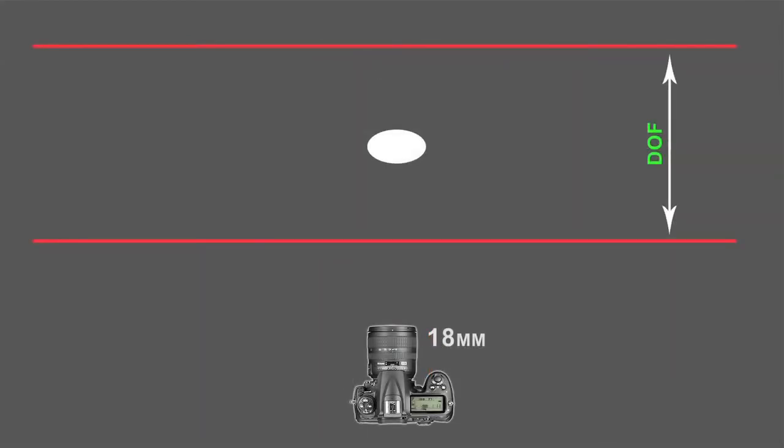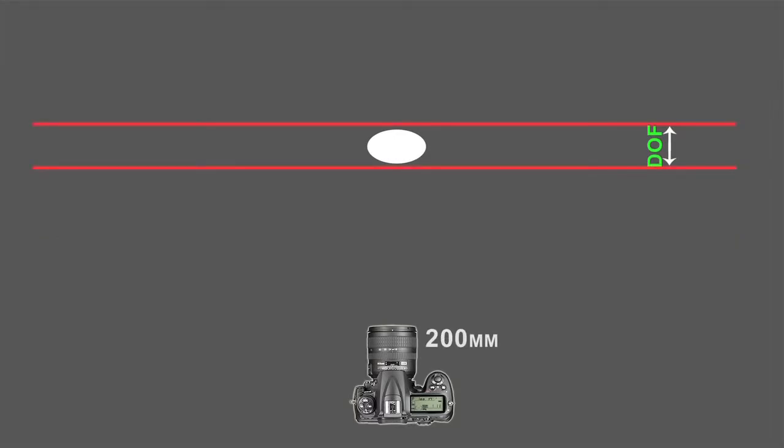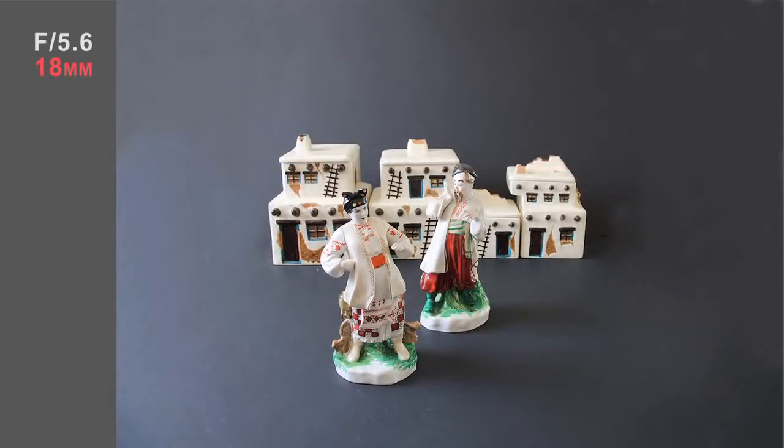This way, I would have much broader depth of field with an 18mm lens than I would have with a 200mm lens. Let's see how it works in practice. While I was taking these images, I was the same distance from my subject, so I wouldn't change my position. To get closer to the subject, I would only change the focal length of my lens. My aperture will also stay the same at f5.6.